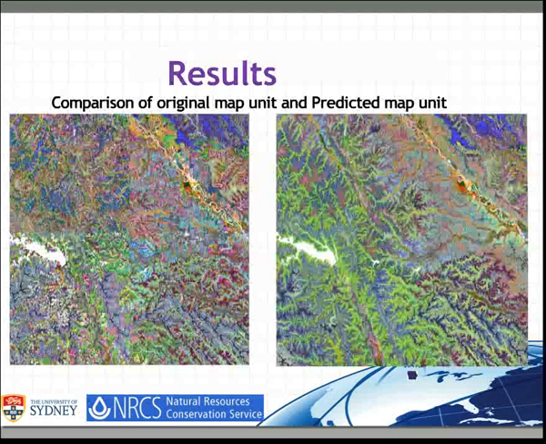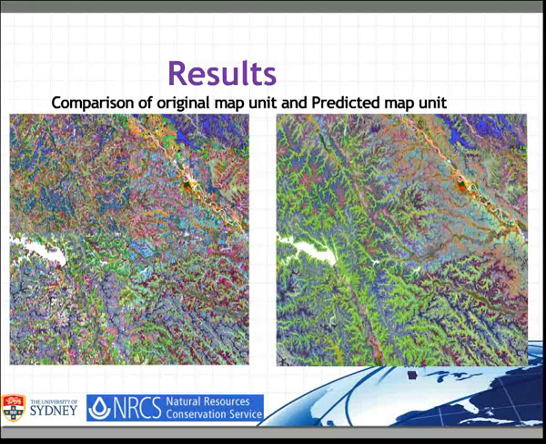So the process produces a harmonized map, and you can see the original SSURGO on the left, and then the harmonized information based on the data mining on the right. So you can see it really takes all the edges out and produces a nice consistent product.